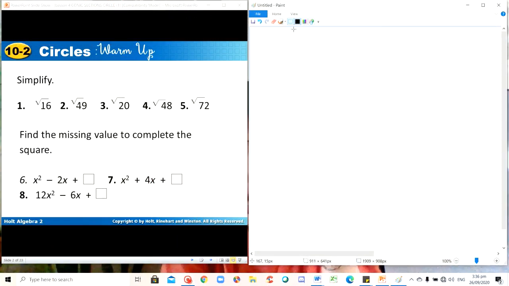Let's now solve for the missing value. Okay, number 6, 7, and 8. So we have to complete the square. Now the aim of completing the square is to write a quadratic function in the form ax squared plus bx plus c equals 0. This is the general form of the equation of a quadratic function.